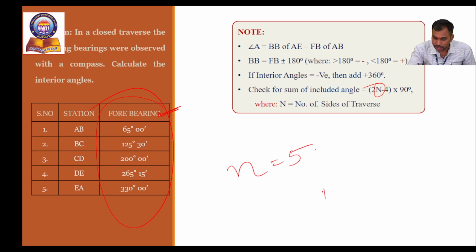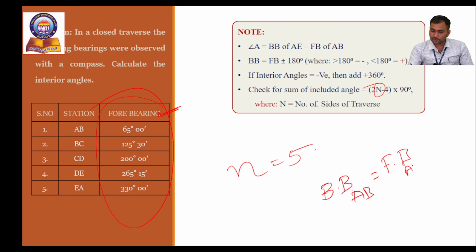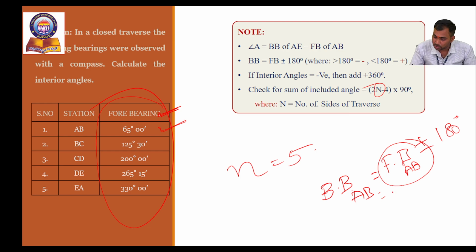Now observe here. Sorry, the back bearing of AB. Now I want to calculate it. The formula is forebearing of AB plus or minus 180 degrees. Now what is the forebearing of AB? Nothing but 65 degrees, 65 degrees 00 minutes.